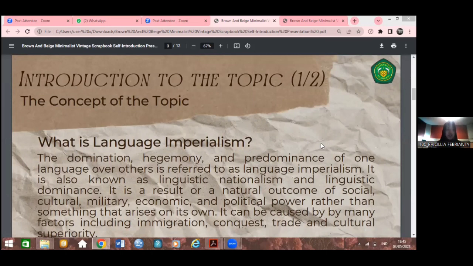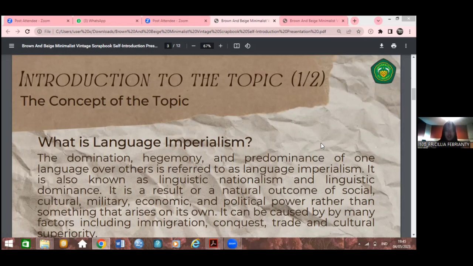So this section is about introduction to the topic. It consists of 2 points. The first point is the concept of the topic, and the second one is the authentic examples. So the concept of the topic, what is language imperialism? The domination, hegemony, and predominance of one language over others is referred to as language imperialism. It is also known as linguistic nationalism and linguistic dominance.